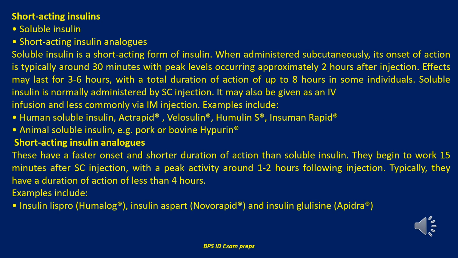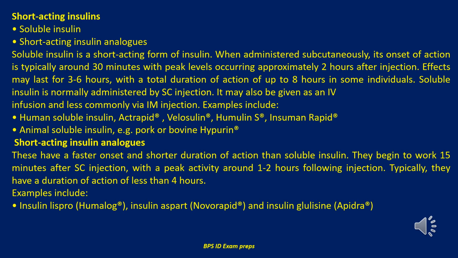Short-acting insulins include 1. Soluble insulin and 2. Short-acting insulin analogs. Soluble insulin is a short-acting form of insulin. When administered subcutaneously, its onset of action is typically around 30 minutes with peak levels occurring approximately 2 hours after injection. Effects may last for 3 to 6 hours, with a total duration of action of up to 8 hours in some individuals. Soluble insulin is normally administered by subcutaneous injection. It may also be given as an IV infusion and less commonly via IM injection.